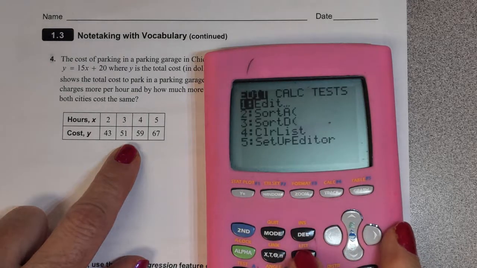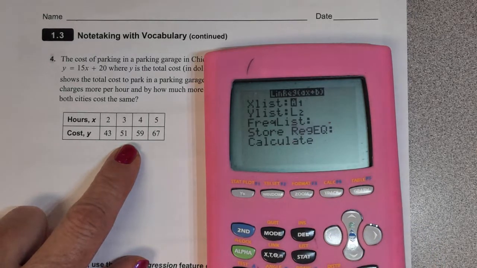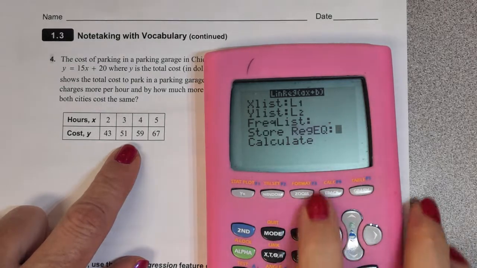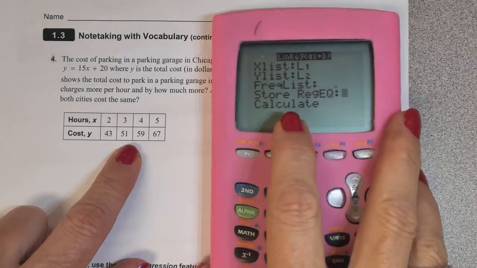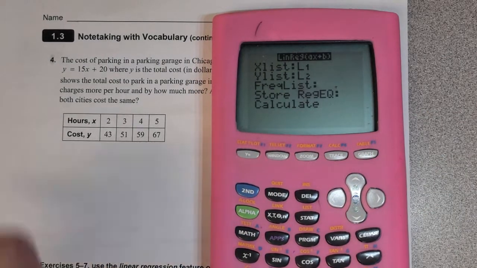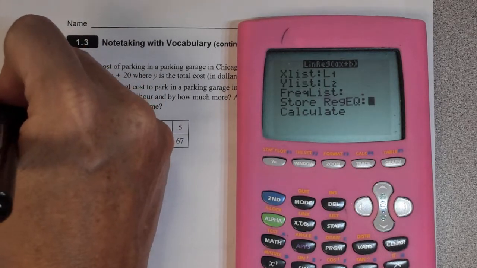I'm going to go back to Stat, over to Calculate, and down to my linear regression. Now, I am going to show you something new, and that is if I want to store this equation. Do you see right here where it says store it? It's going to go wherever I tell it to store. Well, I want it to go into Y1. You might want to jot this down. To store, we go to the store right there.